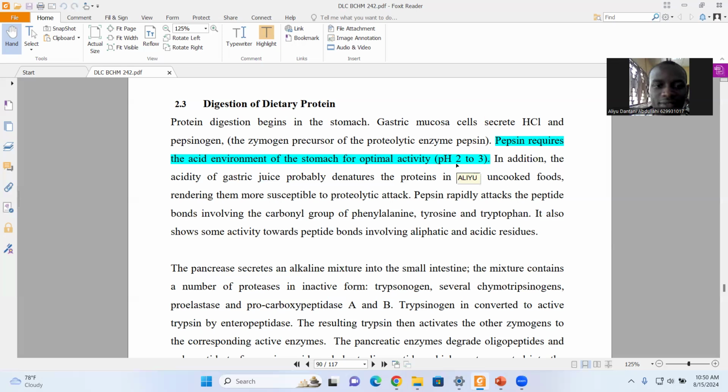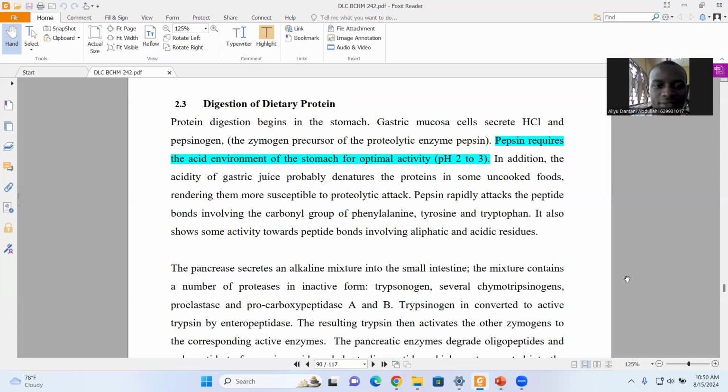Say you are sick, something that has to do with the stomach, and it has affected the pH of your stomach. This gastric mucosa secretes probably HCl that's not acidic enough for this pepsin to work, then it's going to be a problem, wouldn't it? Right? Looking at it from a research point of view. Okay. So in addition, the acidity of gastric juice probably denatures proteins in some uncooked foods. These are just some extra knowledge for you.